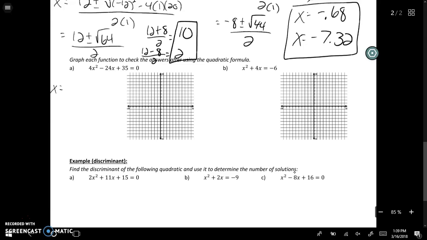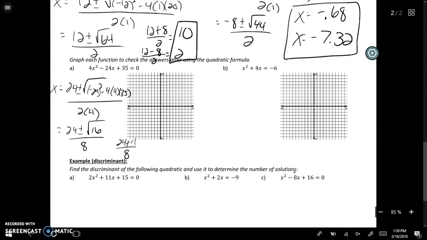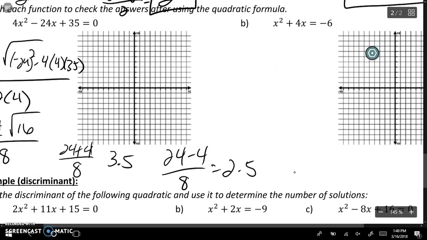So x equals negative b plus or minus the square root of b squared minus 4 times 35 all over 2 times 4. Okay, calculator. You get 24 plus or minus the square root of 16 over 8. The square root of 16 is just 4. So 24 plus 4 over 8 is 28 over 8, and that is 3.5. 24 minus 4 over 8 is 20 divided by 8, and that is 2.5.